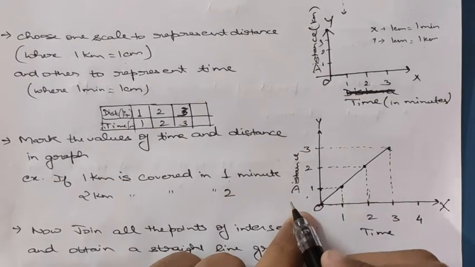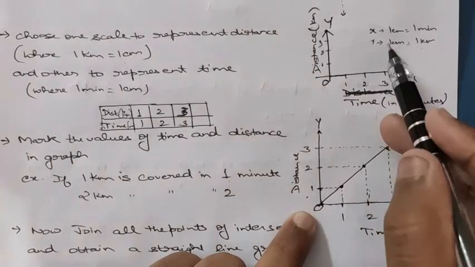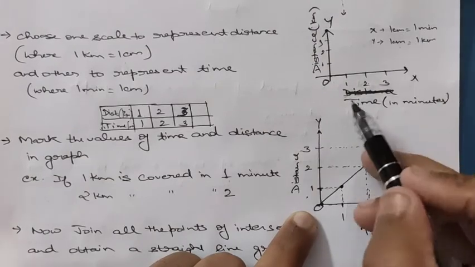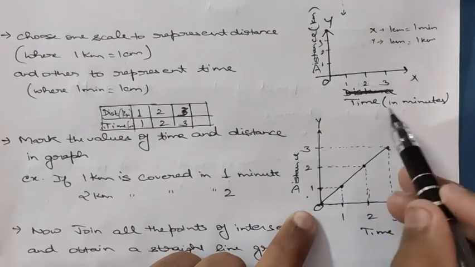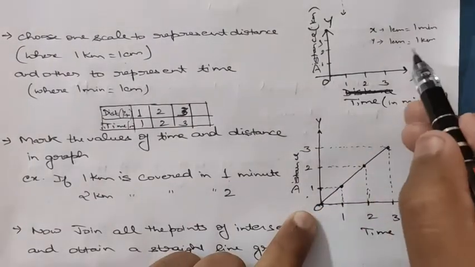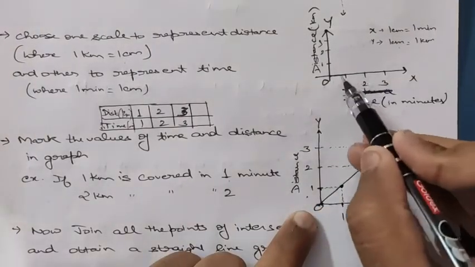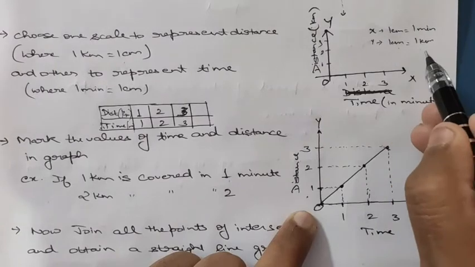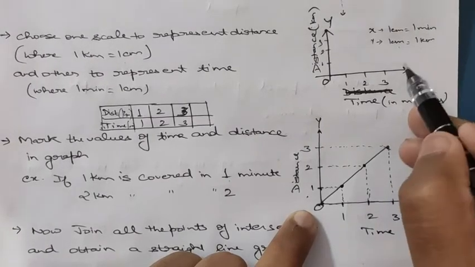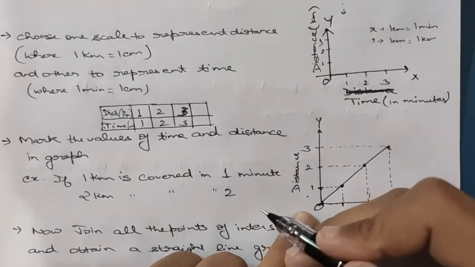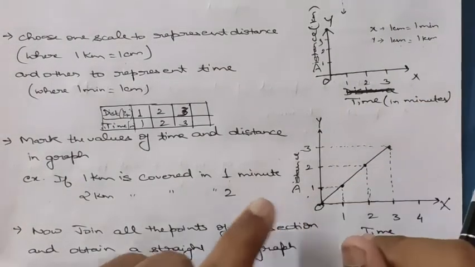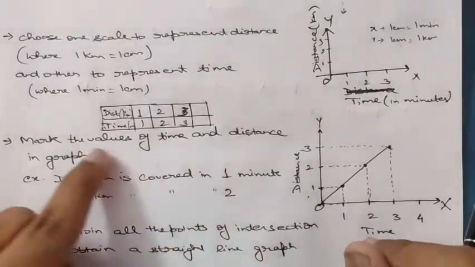Then I told you we gave the scale. On OY we took the distance, and on the x-axis we took the time. And then we decided the scale. For example, on the x-axis 1 centimeter will be equal to 1 minute, and on the y-axis 1 centimeter will be equal to 1 kilometer. After that, we have to mark the values of time and distance in the graph.